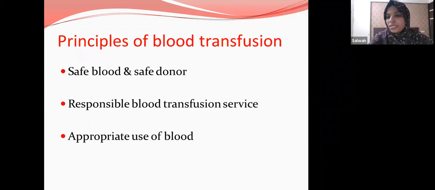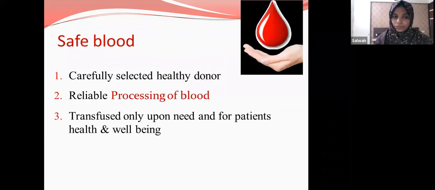Now, coming to the principles of blood transfusion. The main principle is to give safe blood, and the blood is taken from a safe donor. And the blood transfusion service has to be responsible, and the use of blood should be appropriate. Now, coming to the safe blood. The blood has to be collected from a carefully selected healthy donor.